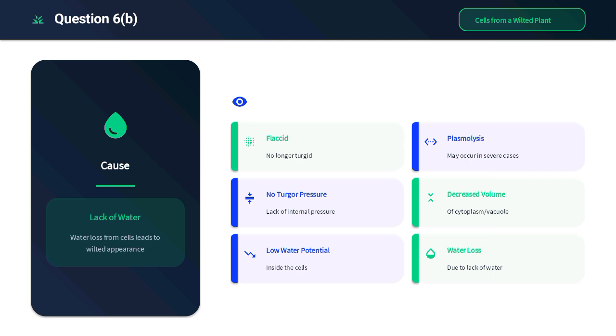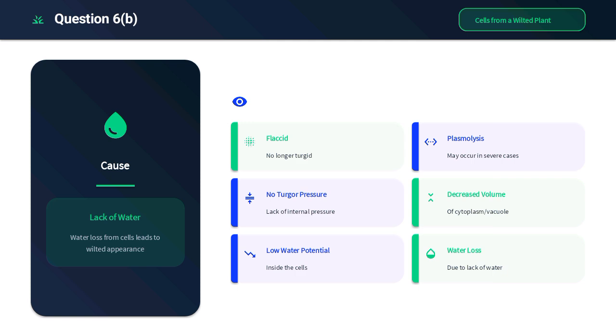So let me describe what the cells look like. First, the cells are flaccid, meaning they're no longer turgid or firm. In severe cases, plasmolysis may occur. This is when the cell membrane pulls away from the cell wall. There's a lack of turgor pressure inside the cells. Turgor pressure is what normally keeps plant cells firm and supports the plant.